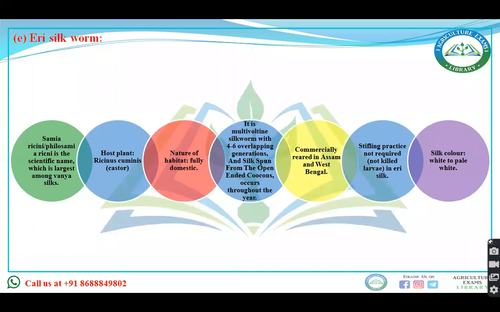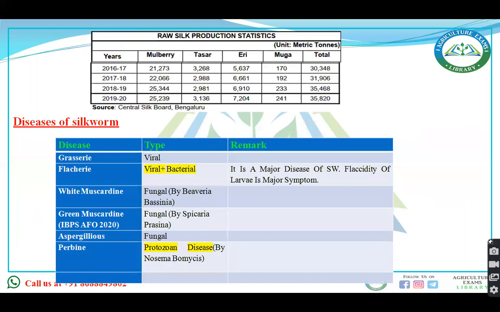Eri silkworm. The last one is the Eri silkworm, that is Samia ricini, and Ahimsa silk is also known to it. As you have seen in the previous one, Eri silkworm is also a multivoltine silkworm. They are commercially reared in Assam and West Bengal. Silk color is white to pale white. See, this is the production data of the raw silks.